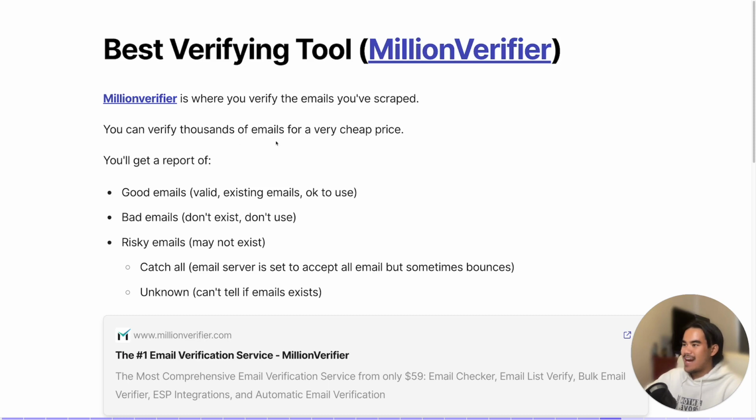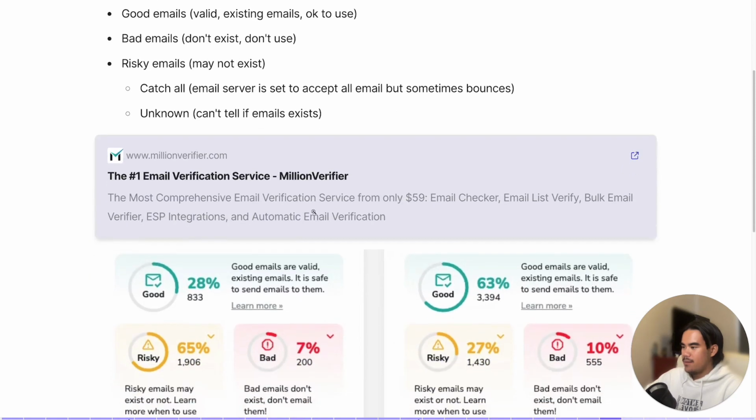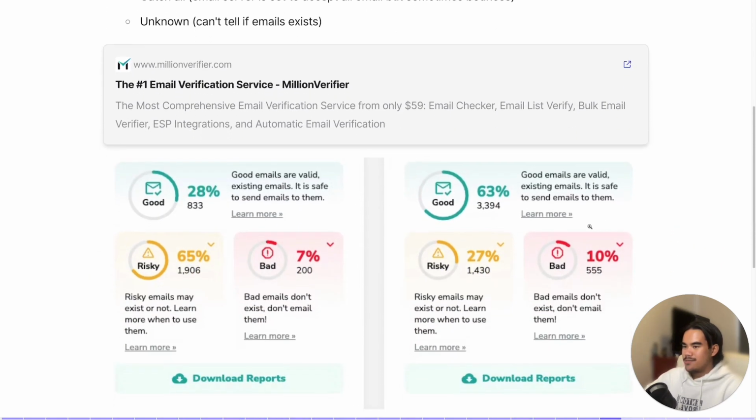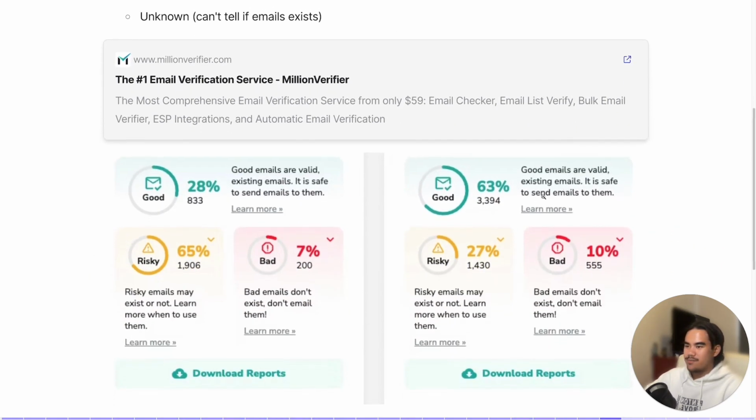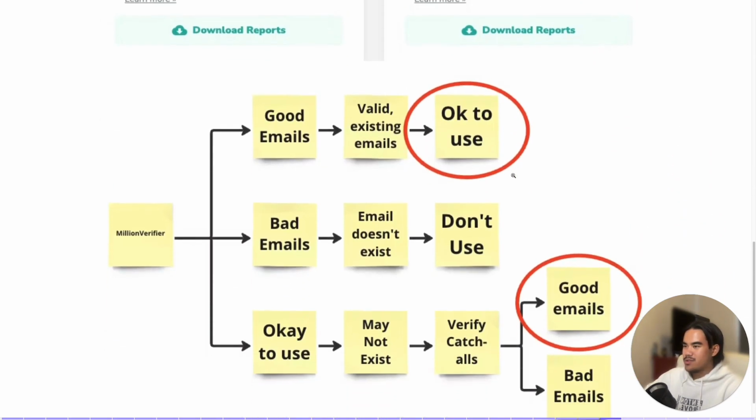You can verify thousands of emails for a very cheap price, and you'll get a report of good emails, bad emails, and risky emails. And this is kind of how it looks when you export a list and verify it. So, yeah, in terms of what you want to use, you'll get good emails, bad emails, and okay to use emails. Bad emails you never use, right? Good emails, put that into your sending tool and start ripping cold emails to them.